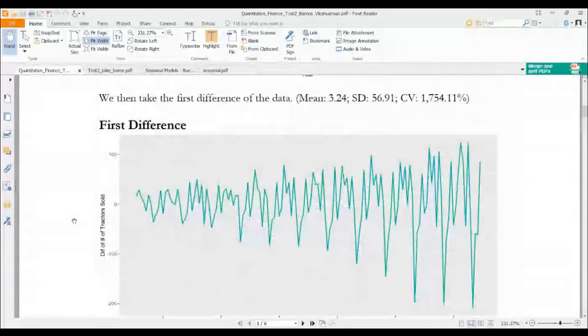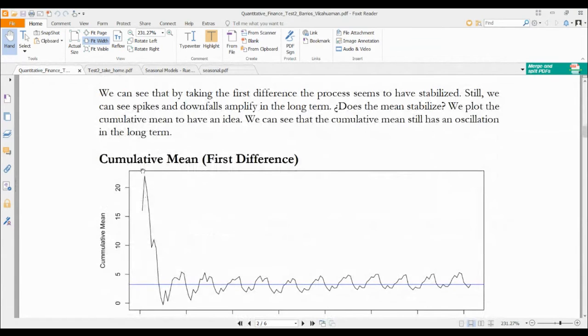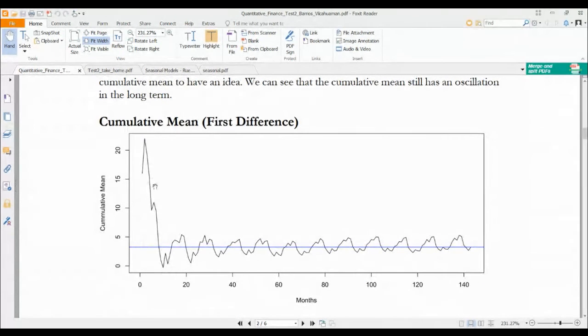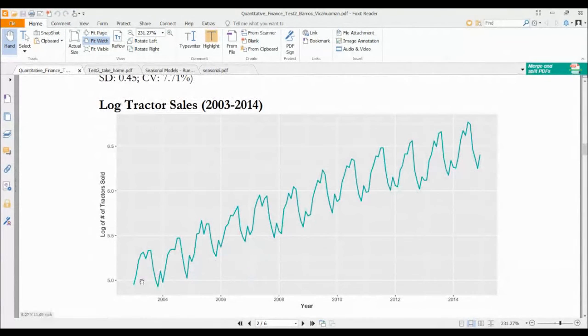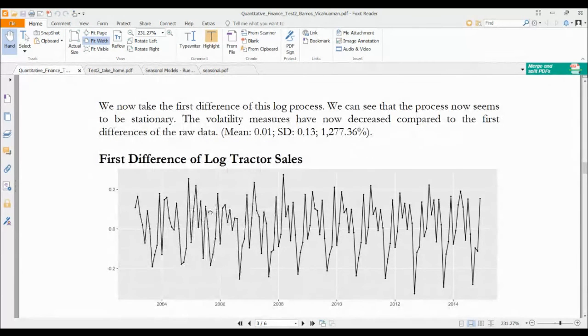Okay, so they take the first difference. Now, if you take the first difference, you have a stable mean, right? However, you still don't have a stable variance. You can see that the cumulative mean with the first difference is kind of stable. If you take the logarithm instead, you don't have a stable mean, however, you kind of have a stable variance. Now, if you go one step ahead and take the first difference of the log, then you have both a stable variance and a stable mean.